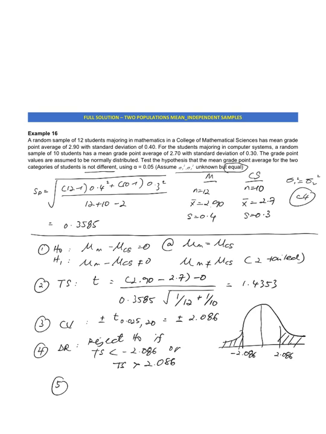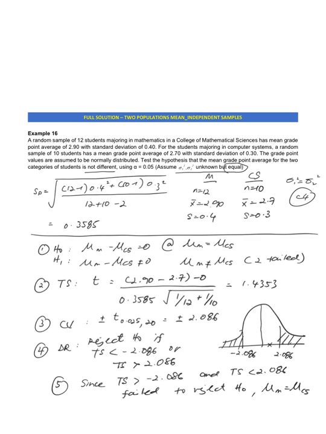Okay, now we want to make a conclusion. Look at the T value. T value we get 1.4353, which is just not in the rejection region. So since our test statistic is greater than negative 2.086 and less than 2.086, we fail to reject H0. So when we fail, it means that mean GPA of math student equals to mean GPA of computer system student.